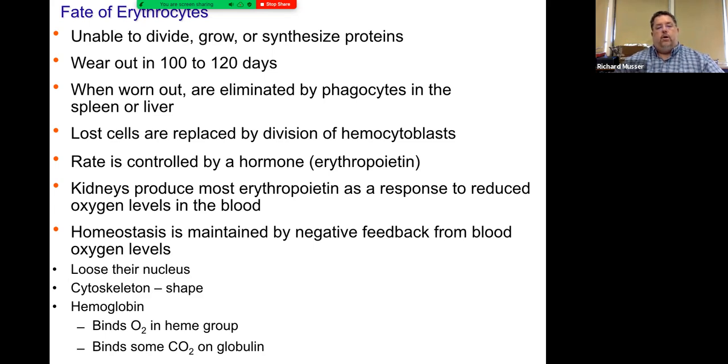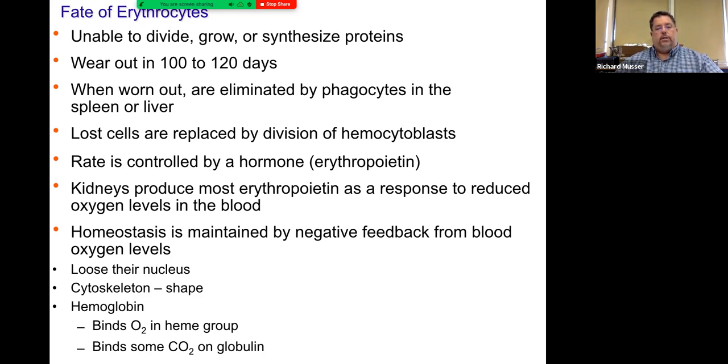So again, with homeostasis, your body's constantly trying to maintain the amount of oxygen that you need. If you stop exercising, your body's going to make less erythropoietin, and so less red blood cells, less erythrocytes. If you exercise a lot more and your cardiovascular system is under more demand, your body's going to detect that there's a lack of oxygen, and then it's going to produce more of the erythrocytes and so forth.